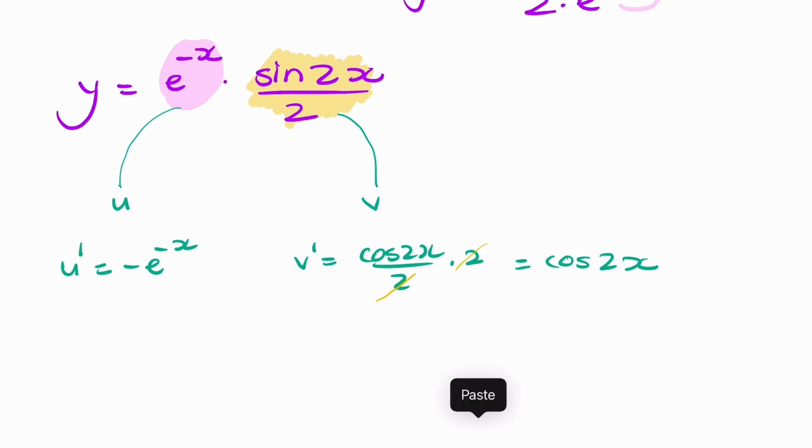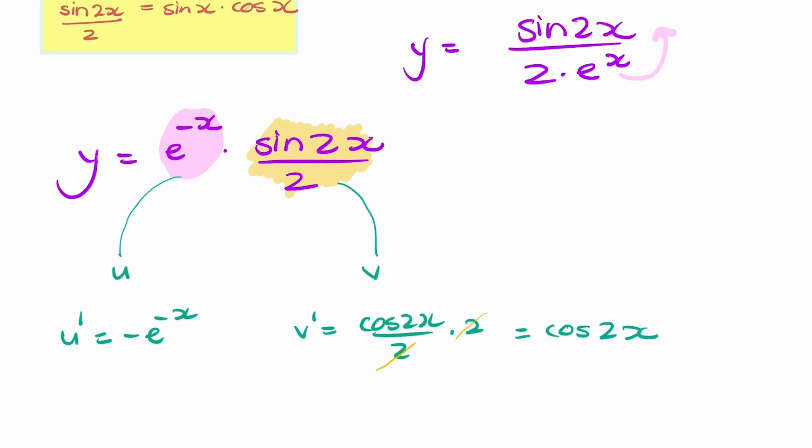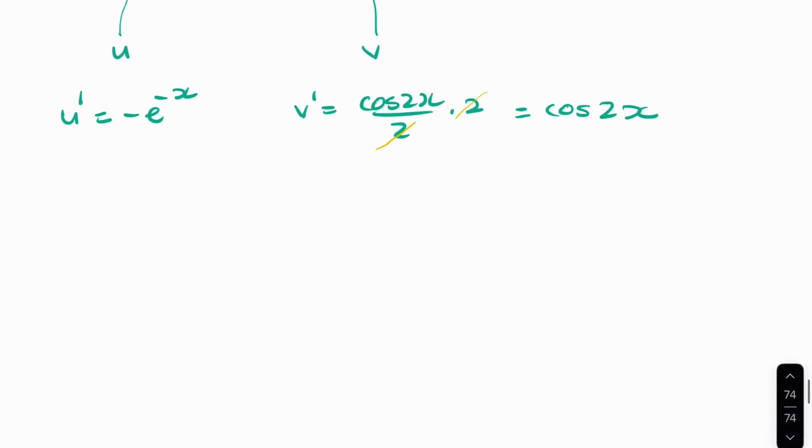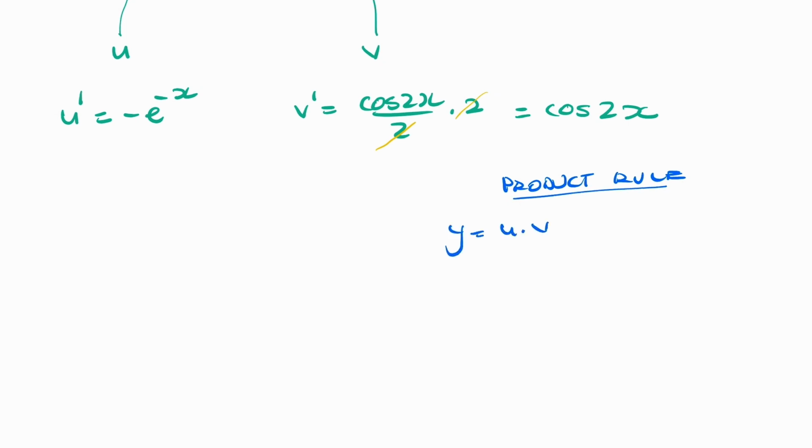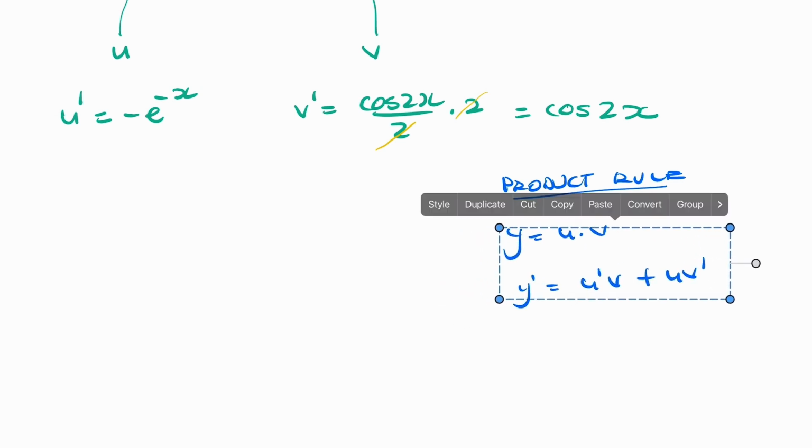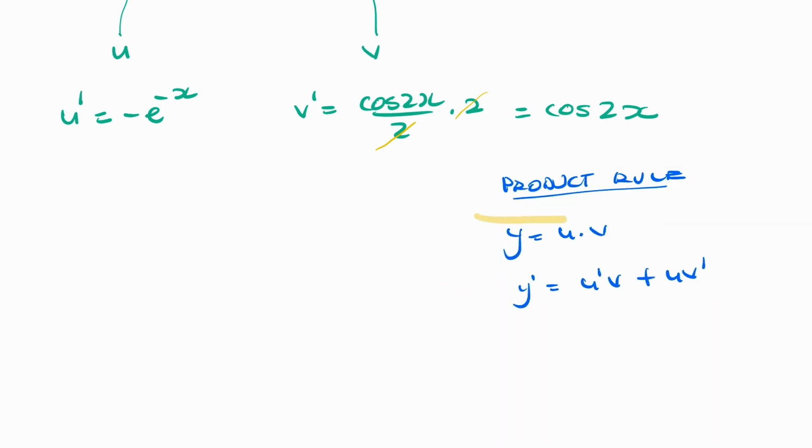So now I can apply the product rule. Let me remind you of the product rule. Product rule is when you differentiate products. If y equals u times v, then the derivative of y is u dash v plus u v dash. So let me put that in a box.